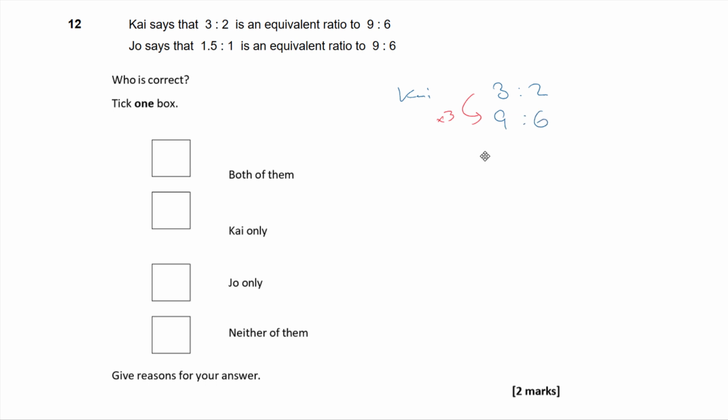And if I take Joe's ratio of 1.5 to 1, I can also times it up. I can times it up by a factor of 6. So if I times 1.5 by 6, 6 and half of 6, that's equal to 9. And 6 times 1 is also 6. So actually they're both right, aren't they? So they're both right. Okay? Now you don't have to give a wordy reason as your answer. That maths over there is plenty good enough.